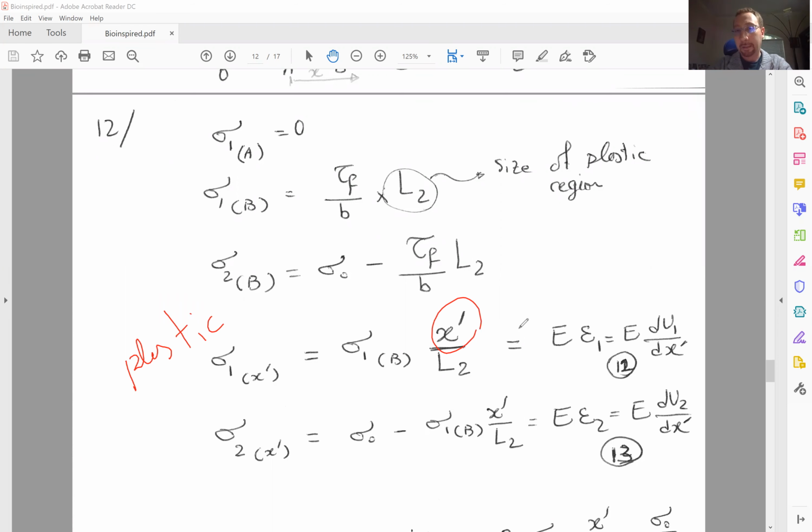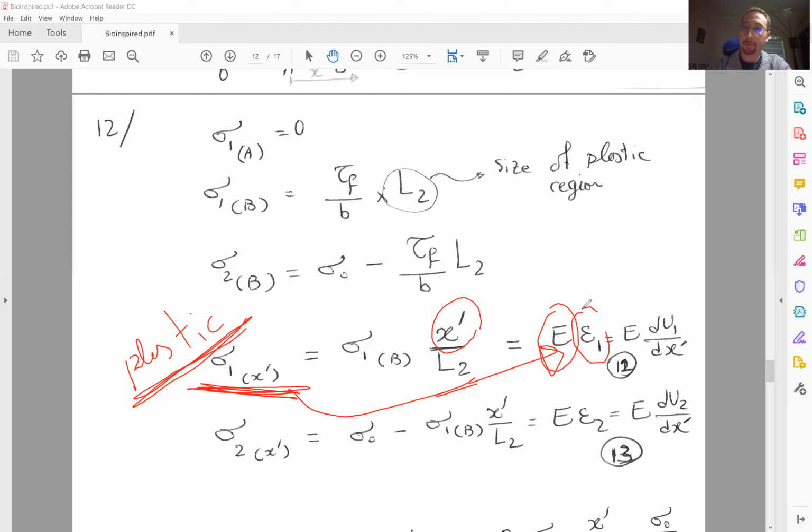When I say plastic, it's the mortar that is deformed plastically. Throughout this lecture, and all of this bio-inspired material, we're going to assume that the mortar deforms plastically, while the brick remains elastic up until failure. Elastic modulus of that is E. So the stress in the matrix, in the tablets or bricks, is equal to the product of the strain in the tablet times the elastic modulus. And instead of a strain, I can write du dx prime.